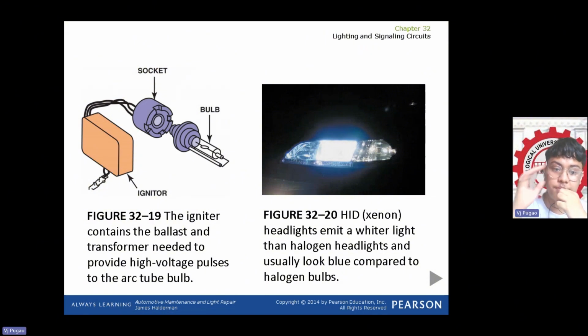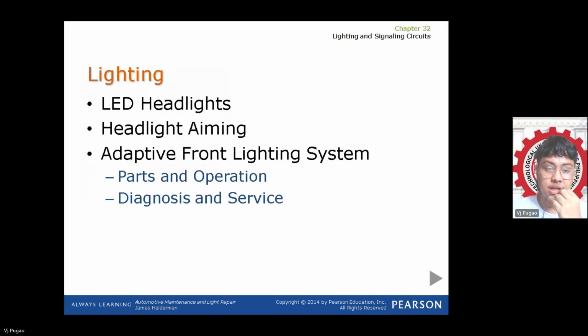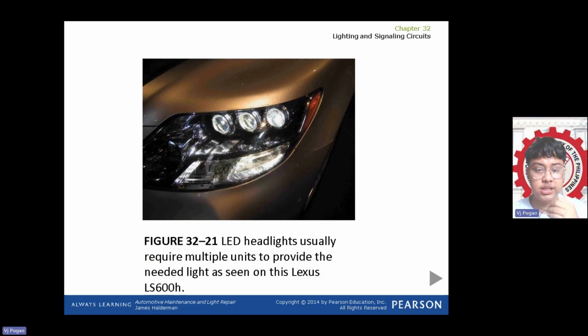So the igniter contains the ballast and transformer needed to provide a high voltage pulse to the arc tube bulb. HID xenon headlights emit a whiter light than halogen headlights and usually look blue compared to halogen bulbs. Next: LED headlights, headlight aiming, adaptive front lighting system, parts and operation, diagnosis and services. LED headlights usually require multiple units to provide the needed light, as seen in this Lexus LS 600h.